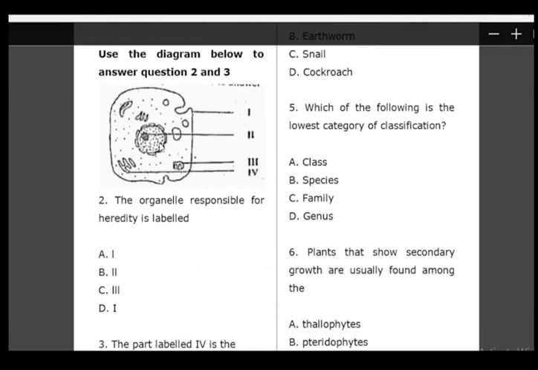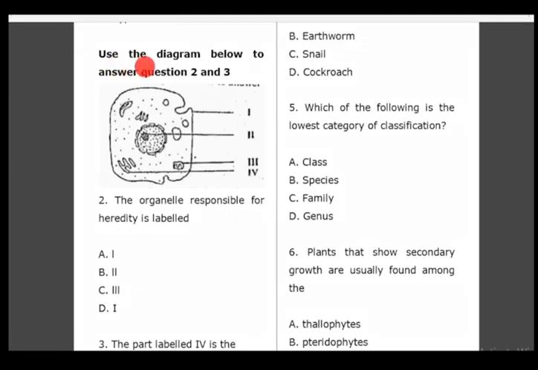Now for question 2, we are given this diagram here. The instruction says, use the diagram below to answer question 2 and 3. And this is the diagram. It is a cell. We wouldn't be able to tell if it is an animal cell or a plant cell, but by the structure, it seems to be an animal cell because it is having just one membrane. Alright, so that is not the question.